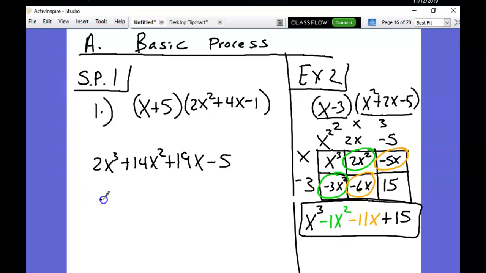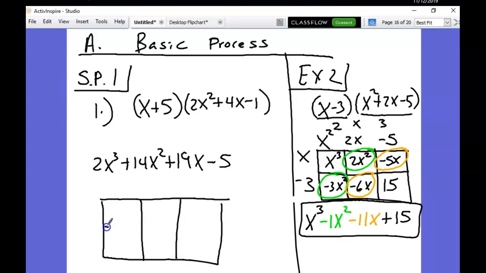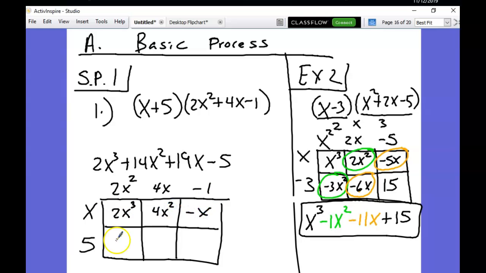So if anybody wants to see the process of getting there, if you're using the box method, this is what it would look like. And then you have your like terms here. So you have 2x cubed, these make 14, these make 19, and that makes negative 5.